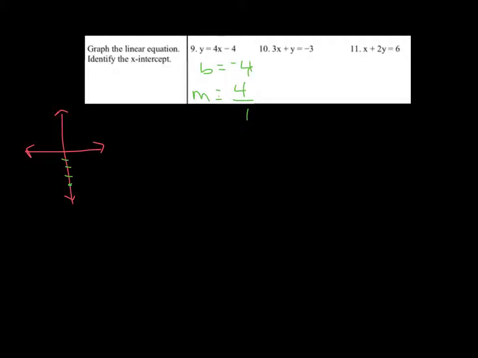And then I'm going to run 1 to the right, because that's my denominator. When I run 1 to the right, that's going to give me a point right there on the x-axis. Then I'm going to take a straight edge and draw a line through those points. Now notice it asks me to identify the x-intercept. I can clearly see that if I rise 4 and run 1, my x-intercept is going to occur at 1, 0. Okay?